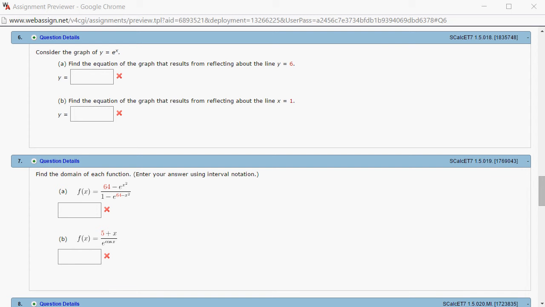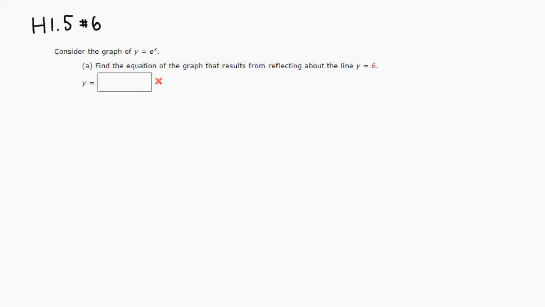Alright, let's look at homework 1.5, problem number 6, part A. We want to come up with the equation of the graph resulting from reflecting the graph of y equals e to the x about the horizontal line y equals 6. Alright, so let's do that.